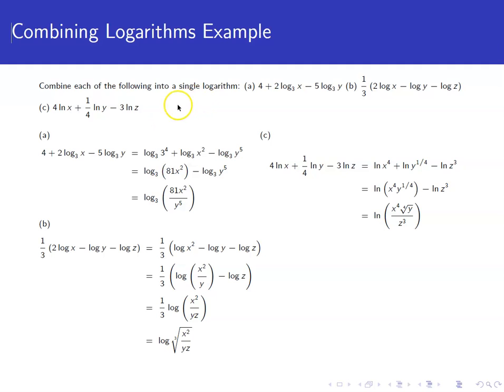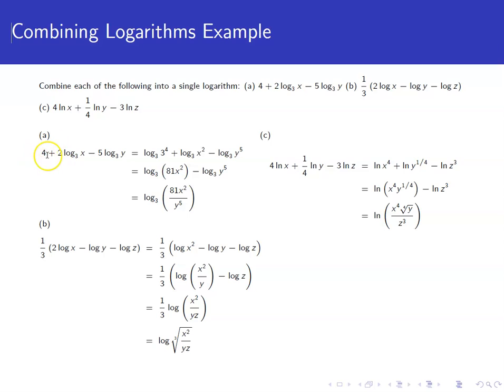Well, the second two terms, we're going to be using our log properties. We can bring the 2 up on the power of x and the 5 up on the power of y. So we get the log base 3 of x squared minus log base 3 of y to the 5th as our second two terms. So we're just bringing the constants that are out in front up inside as exponents.